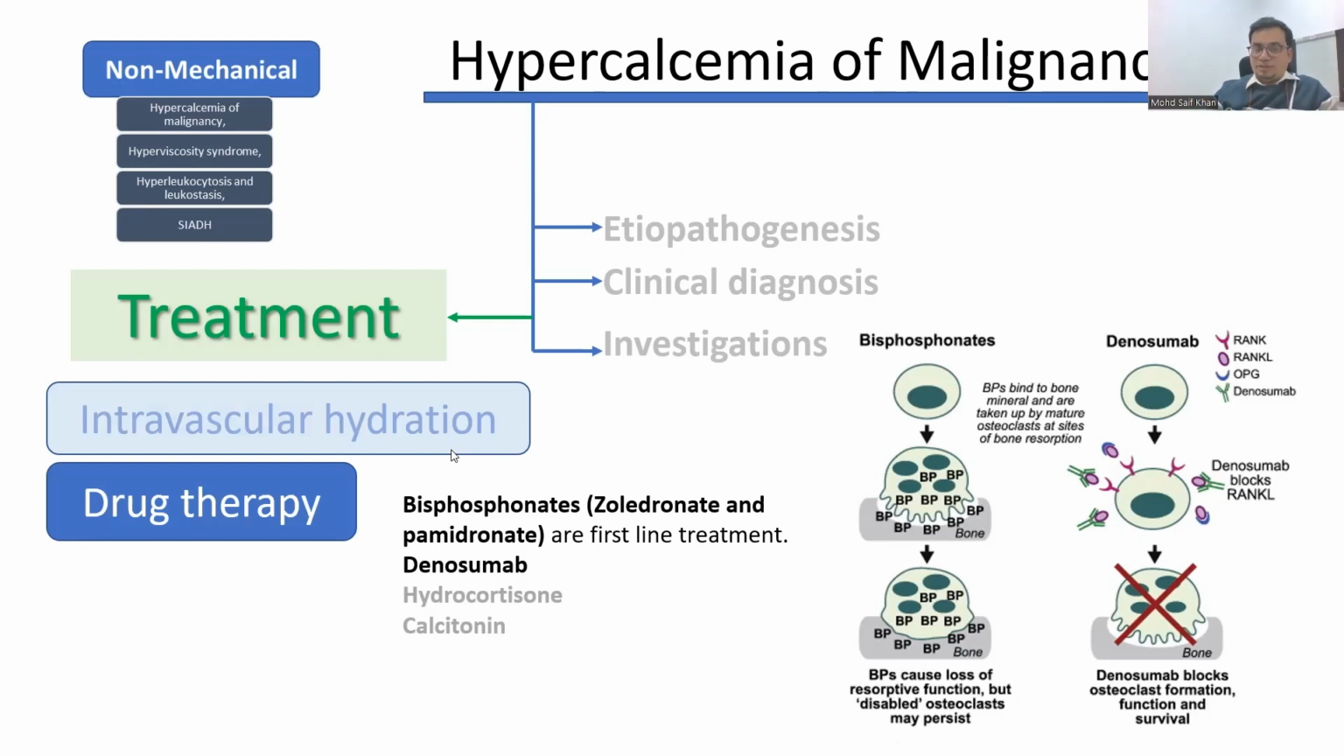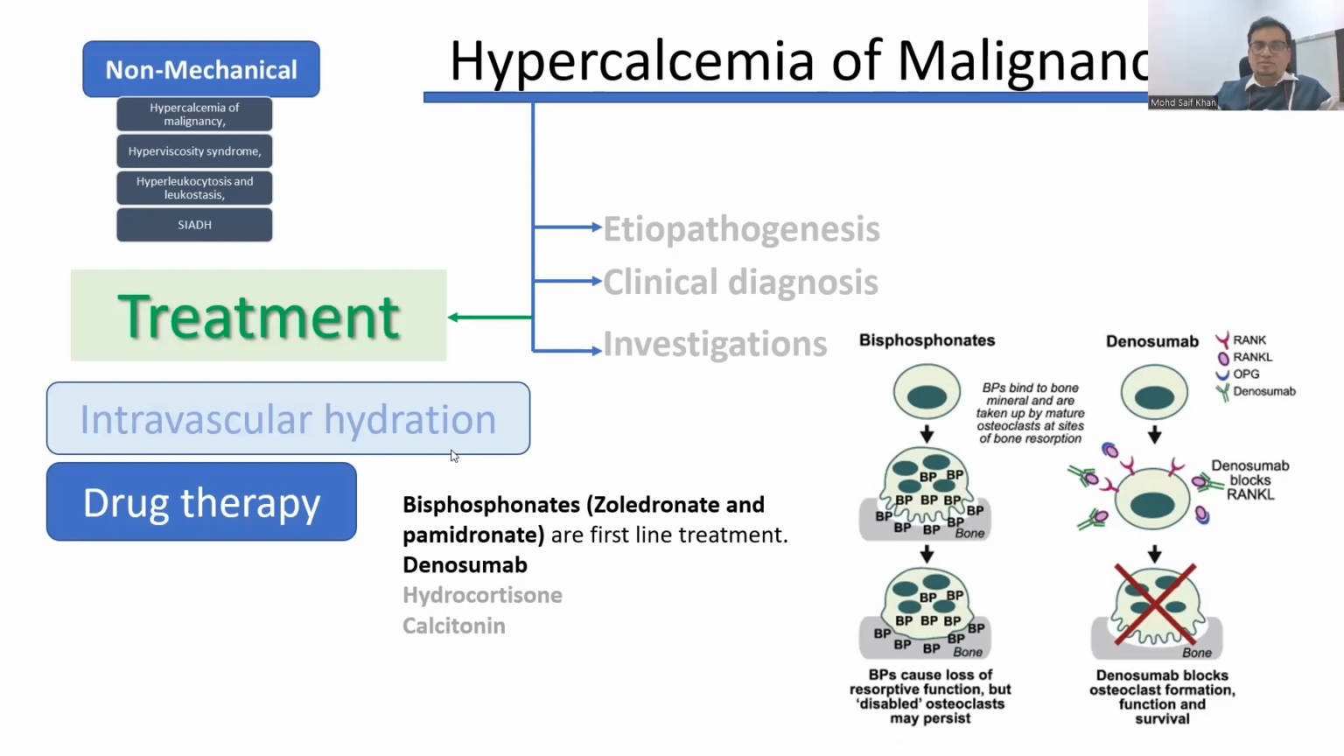Now, what about hydrocortisone? That is your glucocorticoid. There is a role of glucocorticoids as well, especially in cases where you have a diagnosis like lymphoma or myeloma. In case of lymphoma or myeloma, what happens is that there is excessive production of vitamin D3.